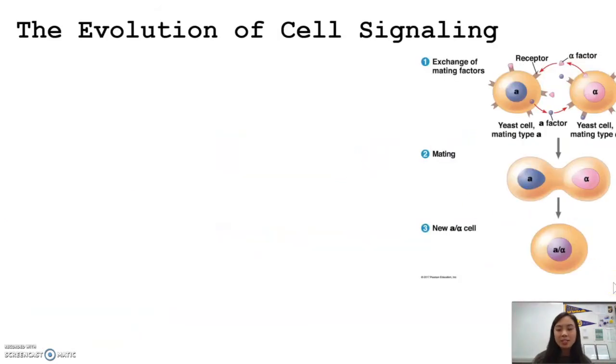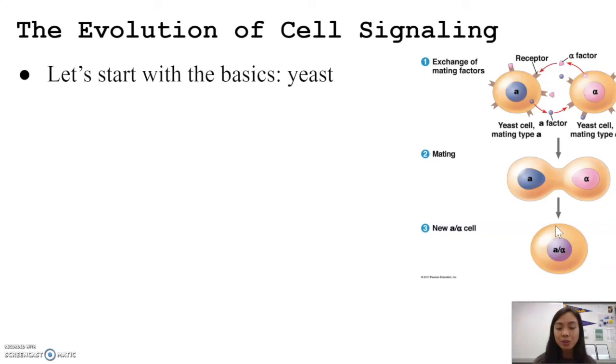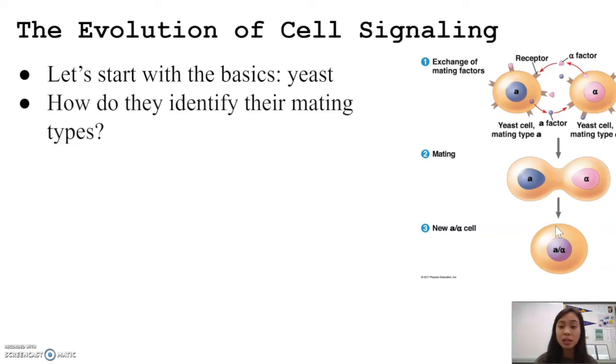So when we think about cell communication, it has a lot to do with something known as cell signaling, which is when cells are talking to each other, sending signals to each other so they can recognize each other and lead to an action. Let's start with a basic example of cell signaling, which is in yeast. Yeast obviously need to be able to identify their mating types in order to reproduce and thus survive. And the way they do that is through cell signaling.